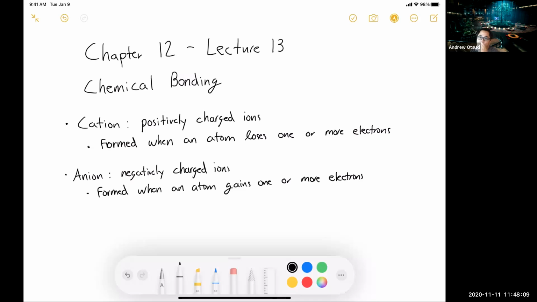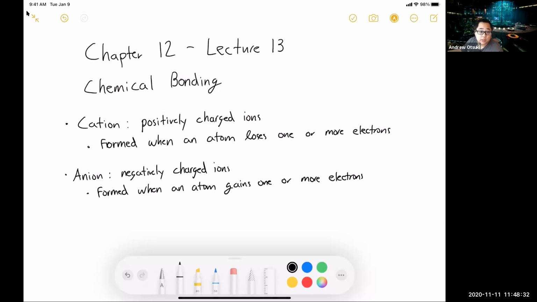And we form a positive charge when we lose electrons, because now we're going to be losing electrons, and now we have more protons than electrons. So now our net charge is going to be positive. So we have a deficiency of electrons. Okay, so those are ions. Let's move on here.